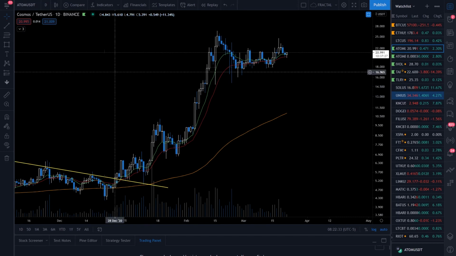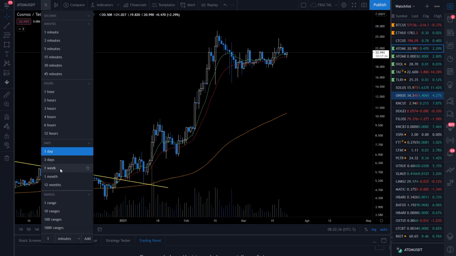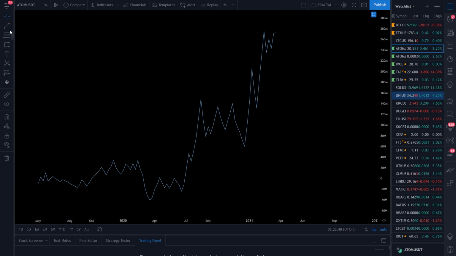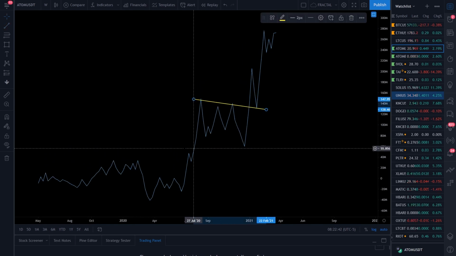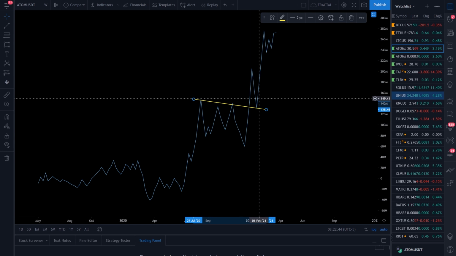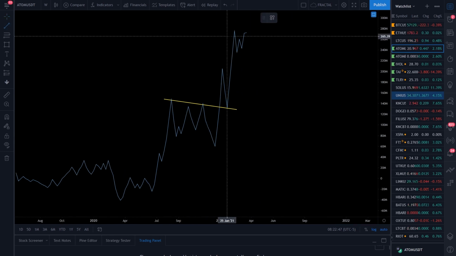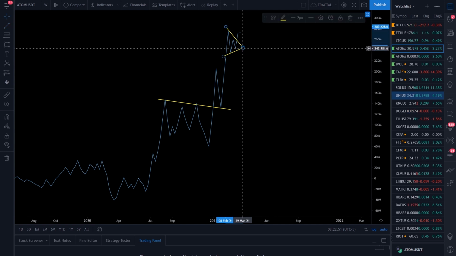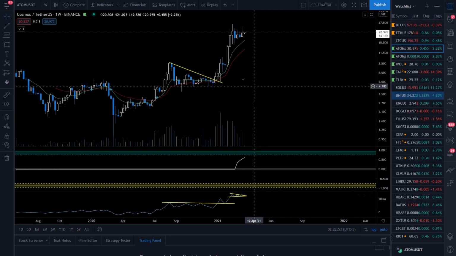As far as Atom goes right now, the reason I added it to my watch list is actually because I went to the weekly OBV, and my weekly OBV is looking really strong. Okay, we've got a nice uptrend here, nice new high, and we've got somewhat of a bull pennant breakout here. So I saw this and immediately added this to my watch list.